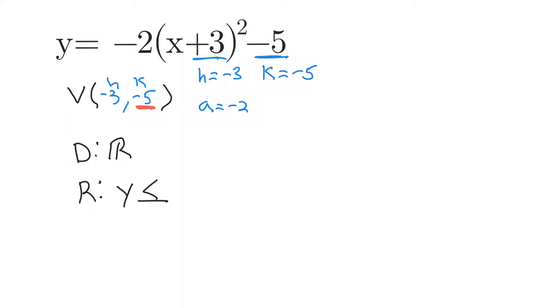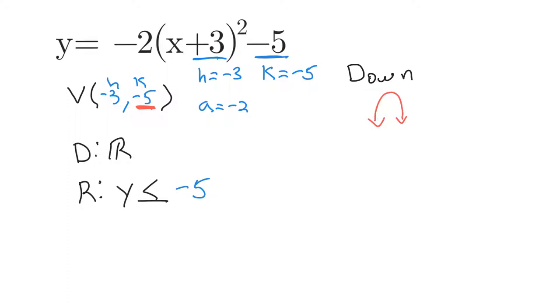So my y value or my k value for the vertex is -5. So I'm going to put -5 right here. So my range is y is less than or equal to -5. Now, since the parabola is going down, and let me write the word down so you guys know and give you guys an idea. The parabola has to go something like this. That's not my actual parabola, but it has to go down.